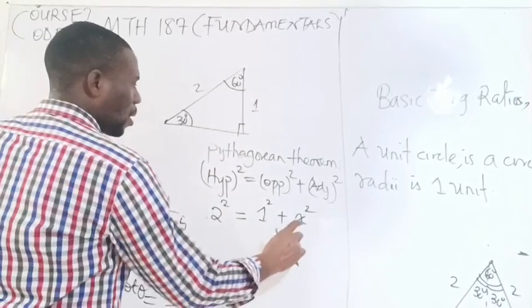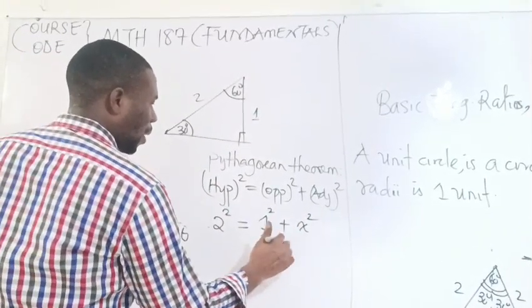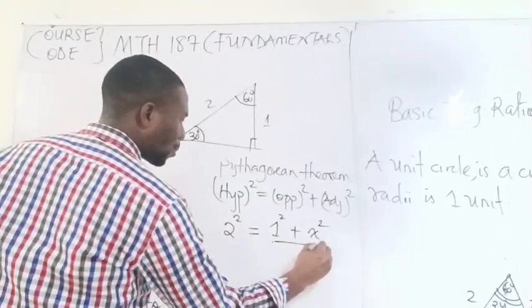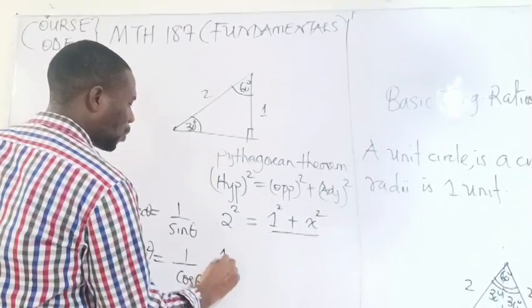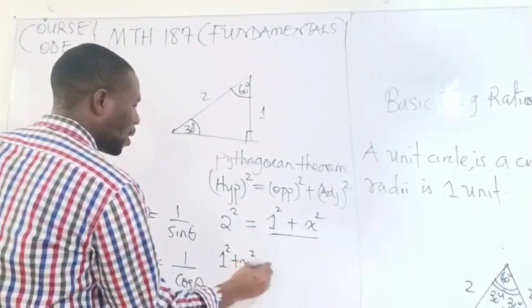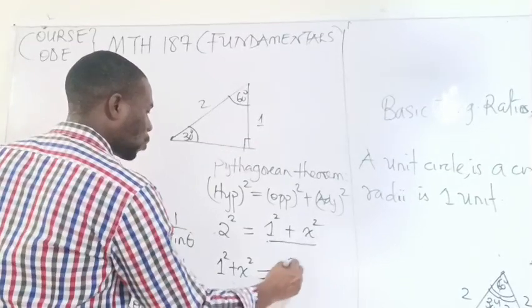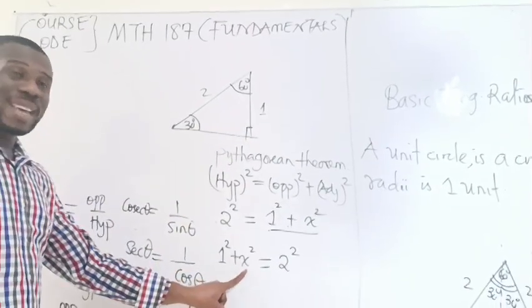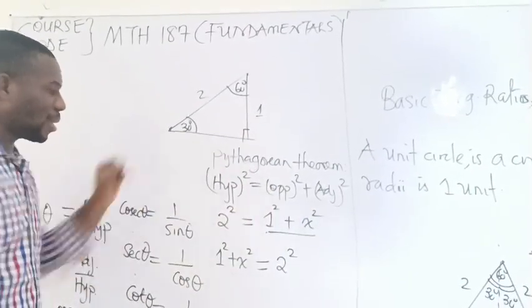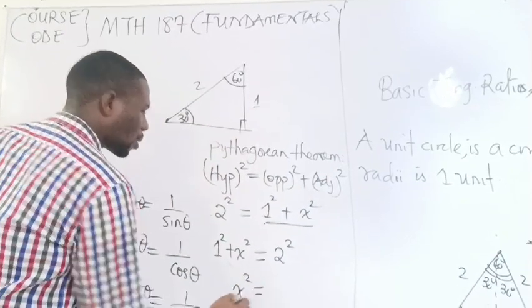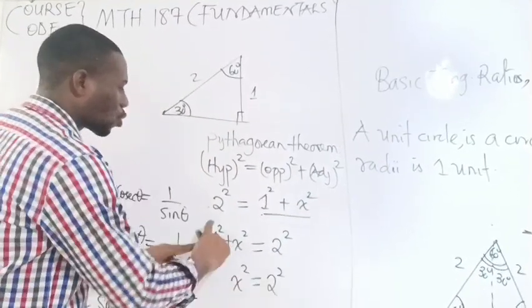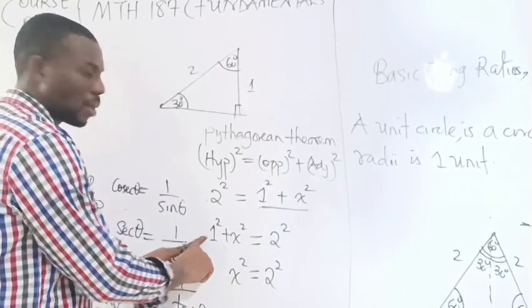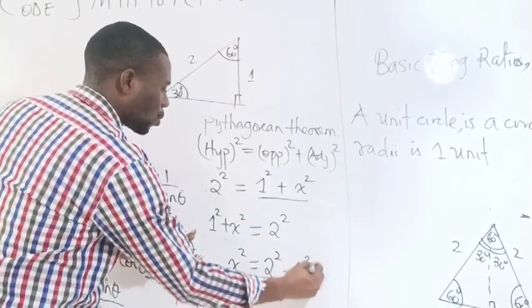So now I pick this pair. The right hand side, which is 1 raised to power 2 plus x squared, is the same as the left hand side, which is 2 raised to power 2. So I'm interested in knowing what x, which is the adjacent side, is. So x squared now becomes 2 squared, and I transpose the plus, and it becomes a minus 1 raised to power 2 here.